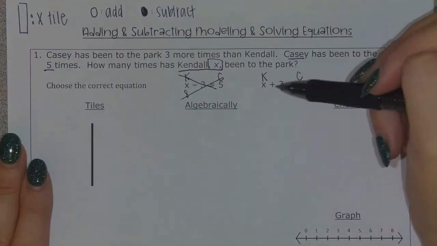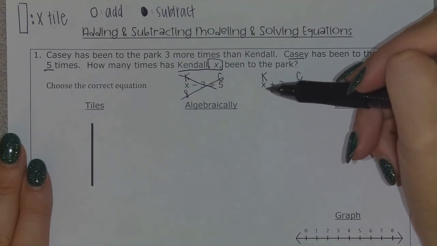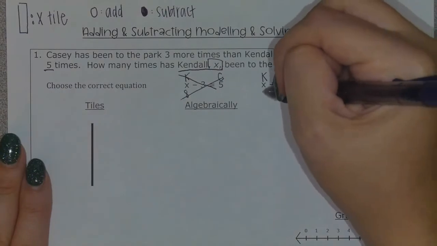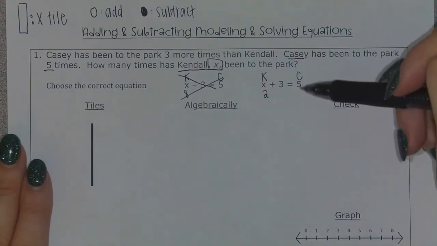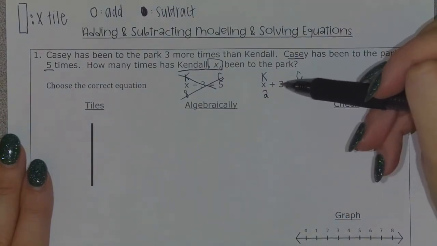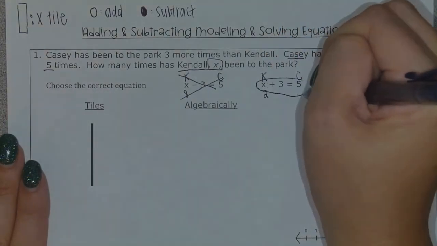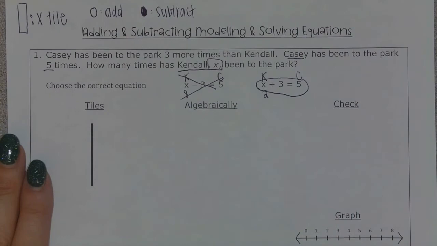But on this one, again, I can already figure out what X should be. If I need a number and I add 3 to it to get 5, well, that number would be 2. Now it shows that Casey has been to the park 3 more times than Kendall. So this is going to be our equation that we're using: X plus 3 equals 5.